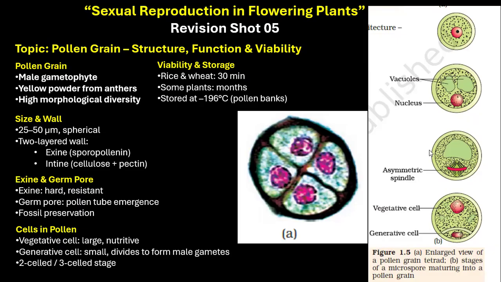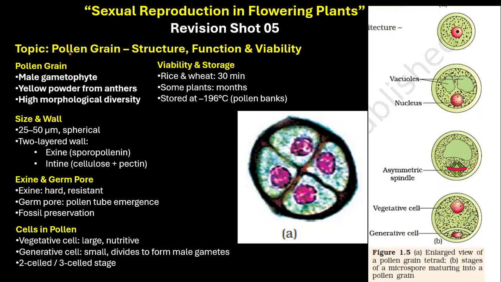Hello, my dear students. So this is the revision chart 5, and we'll be talking about an important topic. And this has been asked many times in exam. So you have pollen grain, structure, function, and viability.